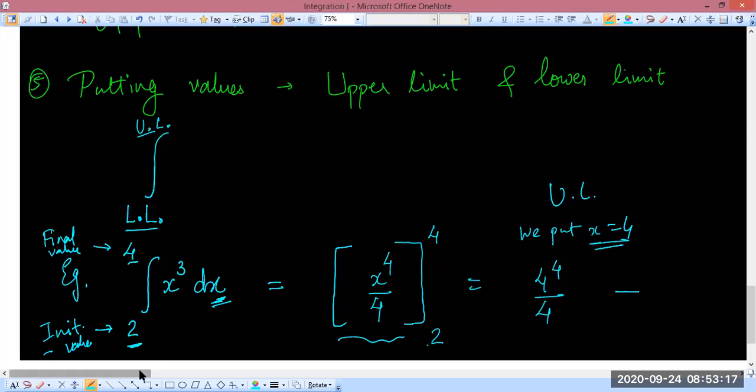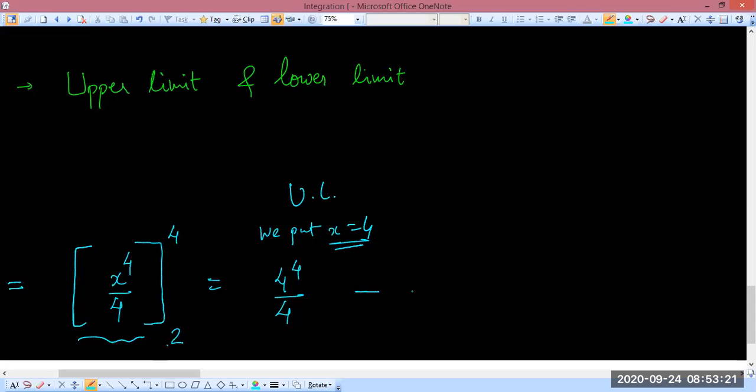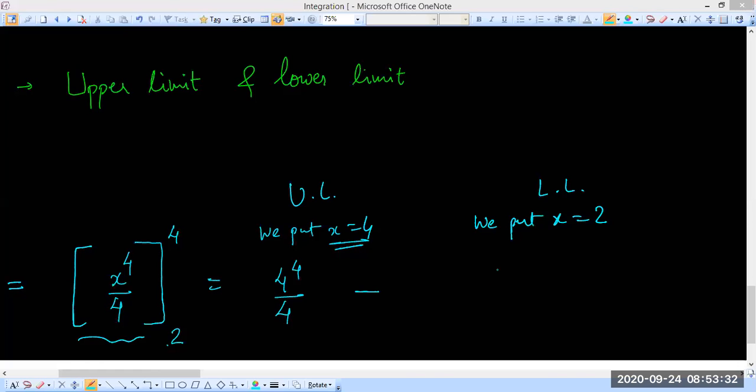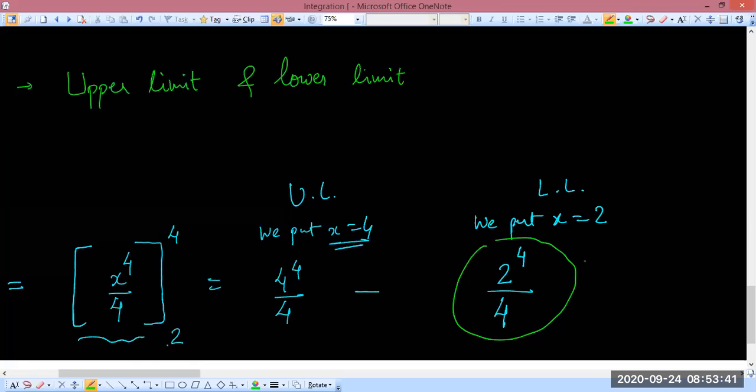Changes are always found by final minus initial. So upper minus, now we will put the lower limit. What is the lower limit? Lower limit is x equal to 2. I hope you understand that. So I should write 2 raised to 4 upon 4. Is this clear?